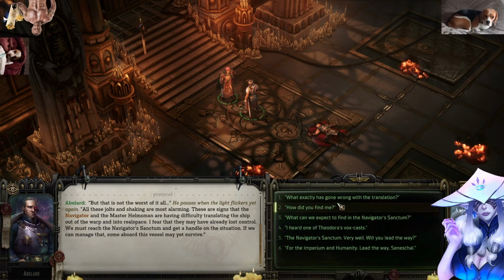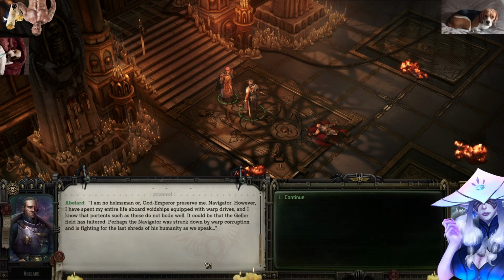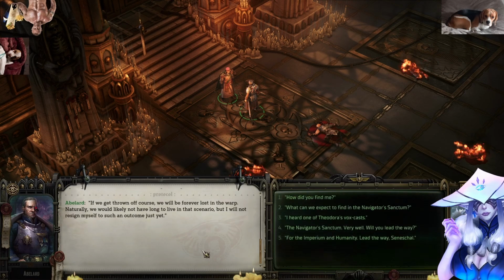What exactly has gone wrong with the translation? I am no helmsman. Oh, God Emperor preserve me, navigator. However, I've spent my entire life aboard void ships equipped with warp drives, and I know that portents such as these do not bode well. It could be that the Gellerfield has faltered. Perhaps the navigator was struck down by warp corruption and is fighting for the last shreds of his humanity as we speak. If we get thrown off course, we will be forever lost in the warp. Naturally, we would likely not have long to live in that scenario. But I will not resign myself to such an outcome just yet.